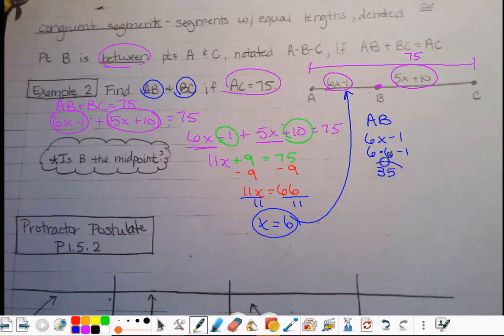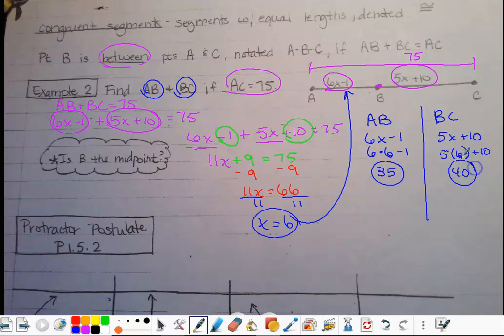35. Wonderful. Okay, and so let's do BC. That was 5x plus 10. So now it's going to be 5 times 6 plus 10. 40. Very nice. Is that supposed to be multiplication, 6 times that little dot? Yes, it is. Sorry, sometimes I use a dot, sometimes I use parentheses. Good question.